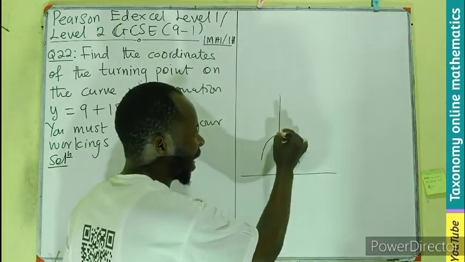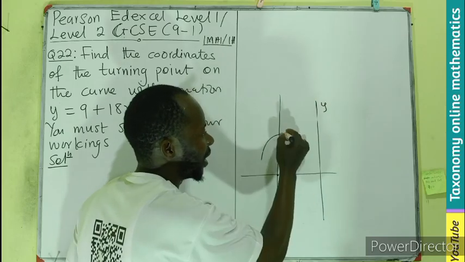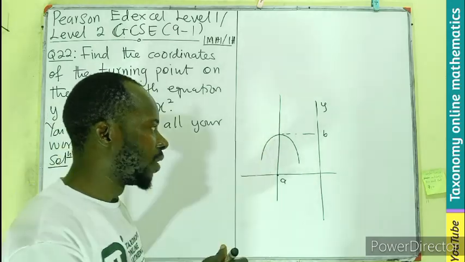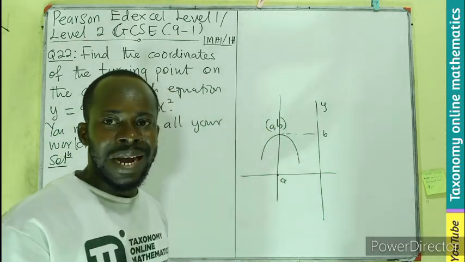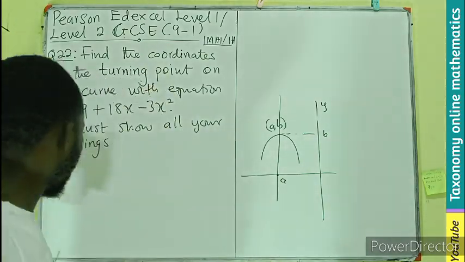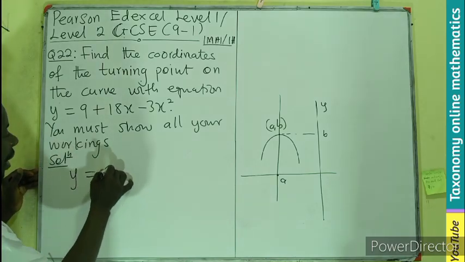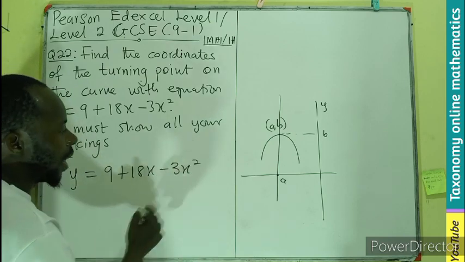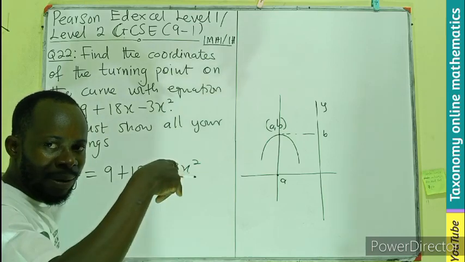Then we need to find its counterpart point. If I have the y-axis here, the counterpart point is B. So this is what we are looking for, the point (A, B). Now there are two ways of arriving at this solution. One is to say that if I have y equals 9 plus 18x minus 3x squared, I can find the line of symmetry at the turning point.